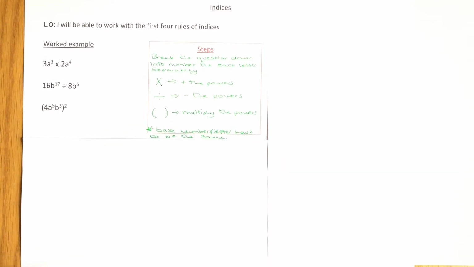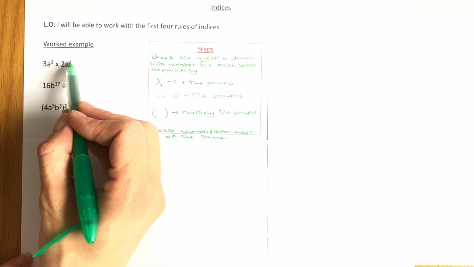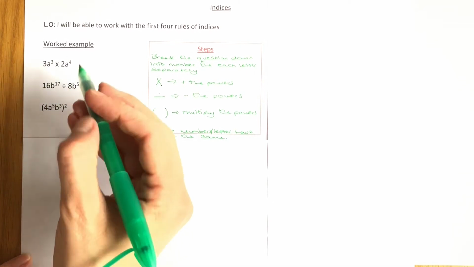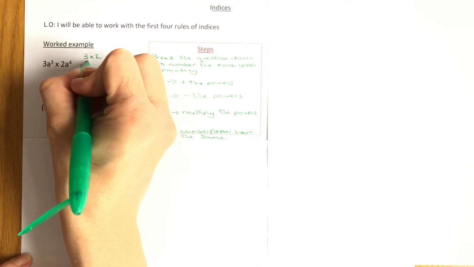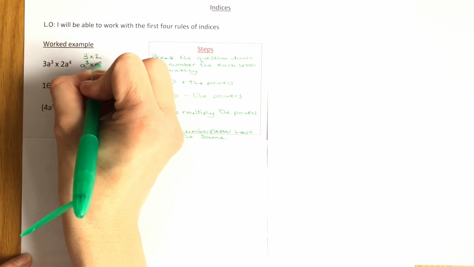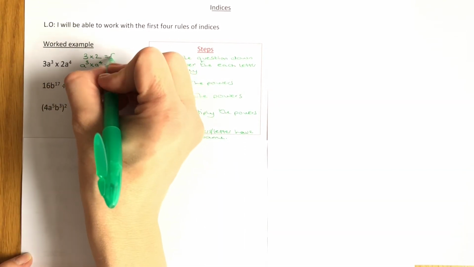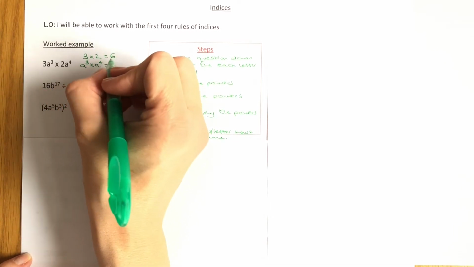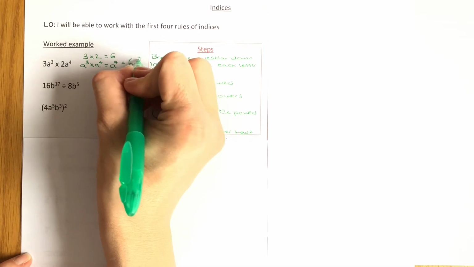Let's look at our first example here. I've got 3a cubed times 2a to the 4. We're going to break it down into the numbers and then the letters. So I'm going to do 3 times 2, and then a cubed times a to the power of 4, and then put my answers back together. 3 times 2 is 6. When I add my powers, 4 add 3 is 7. So my final answer is 6a to the 7.